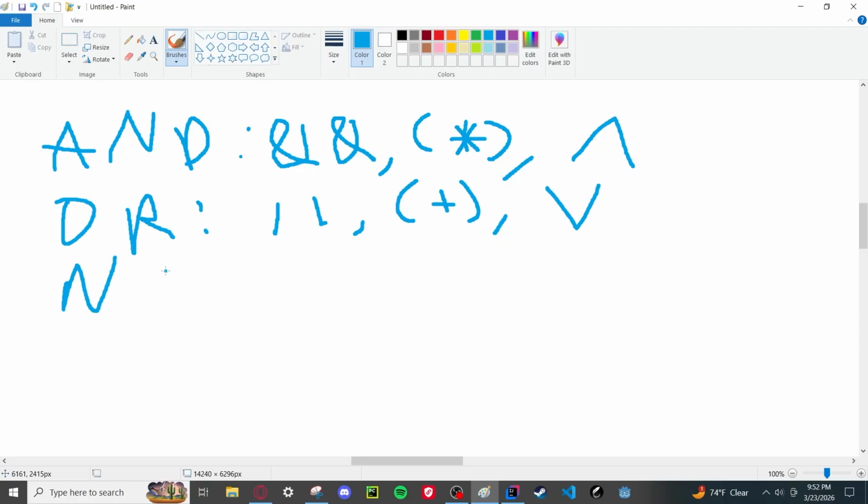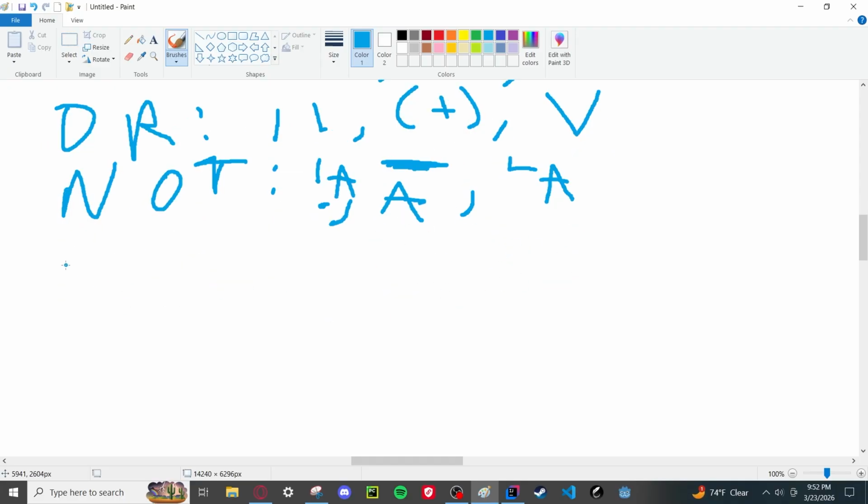NOT is represented by this symbol. It's also represented by this symbol I showed earlier. And I've seen it represented like this. So if we just have our expression A, right? Not A, and then this little weird symbol for not A too.